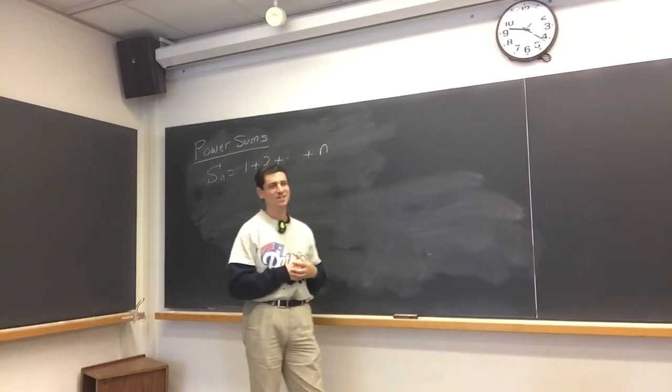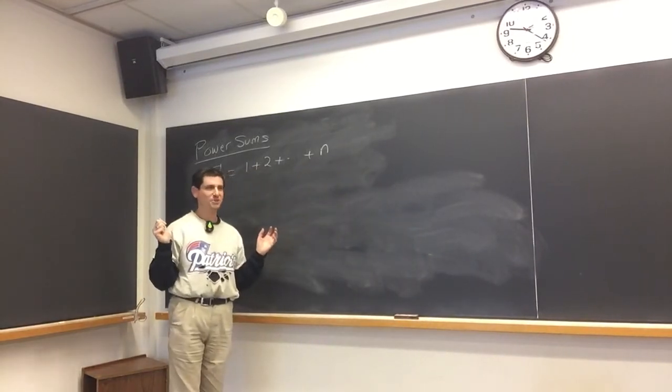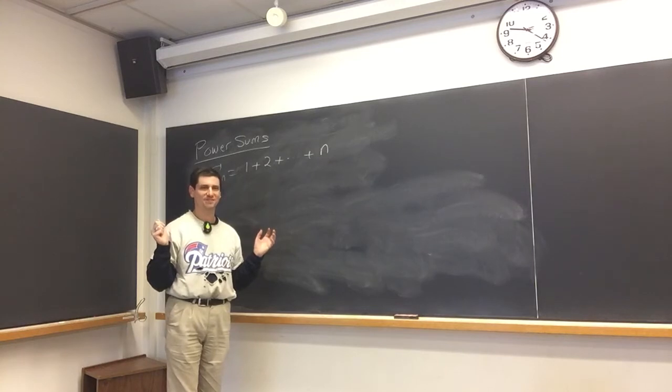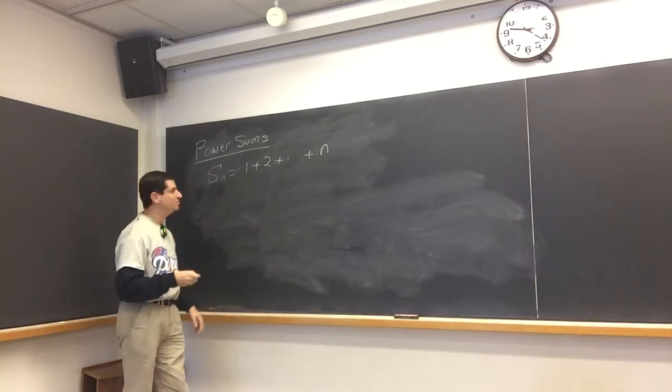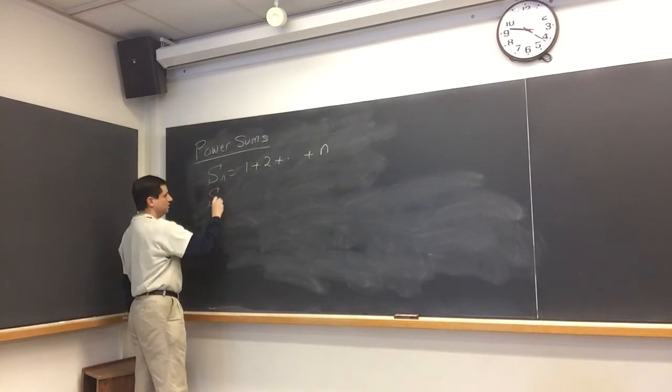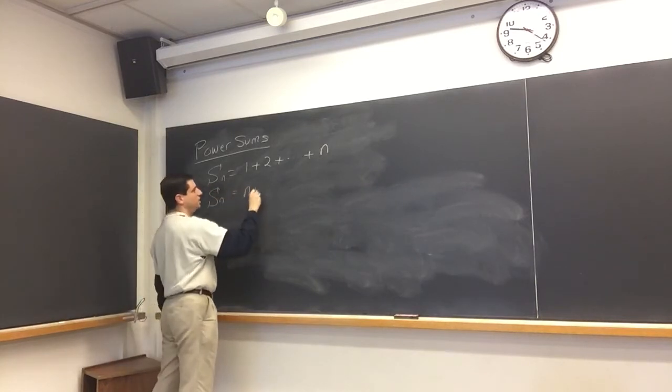So he leaned back, expecting a couple of moments of rest, and Gauss immediately shouts out 5,050. So how is Gauss able to do this so quickly? Well, there's a reason he's Gauss. He wrote the numbers in reverse order.